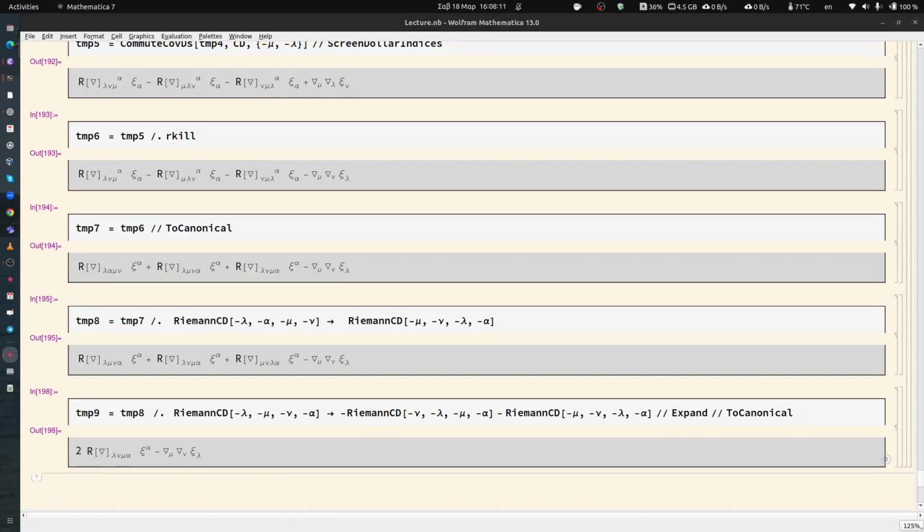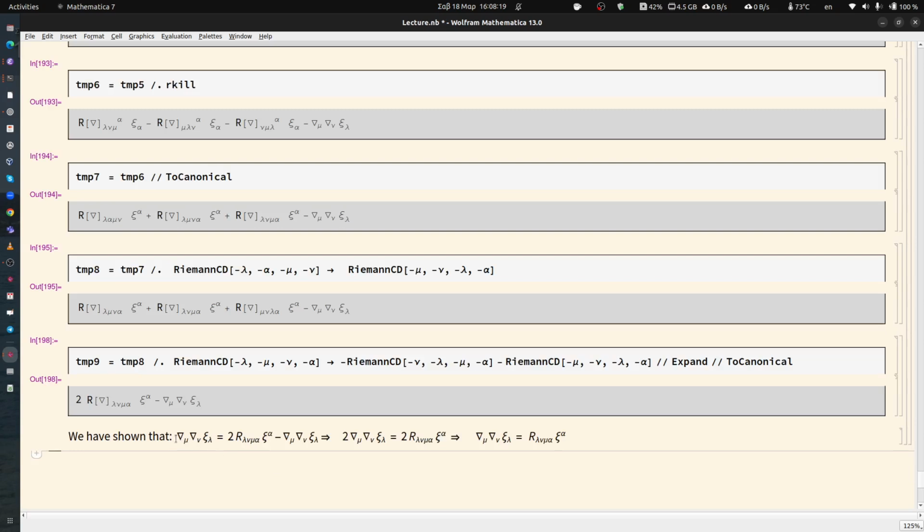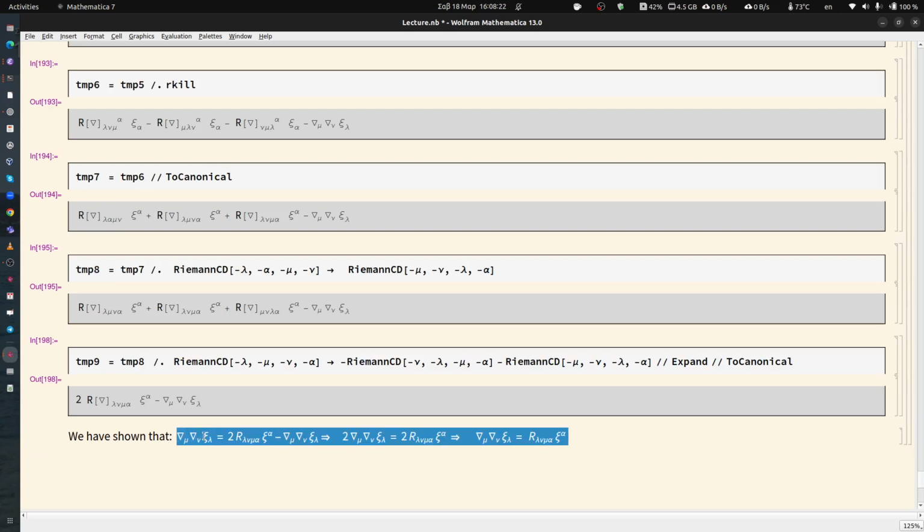And you see that the equation has been proven. Why? Because the left-hand side is the left-hand side of this equation. The right-hand side is 2R minus d d xi, but you see the d d xi terms are the same. They can be brought to the left-hand side. So this is equivalent to the identity that we started to prove.